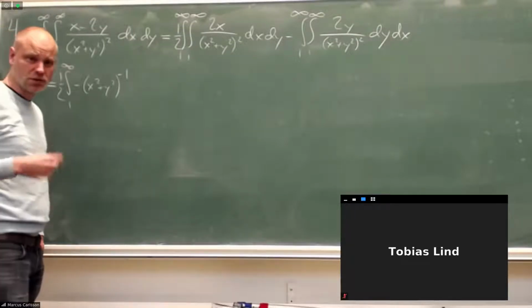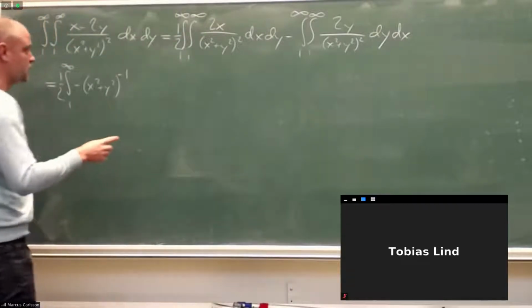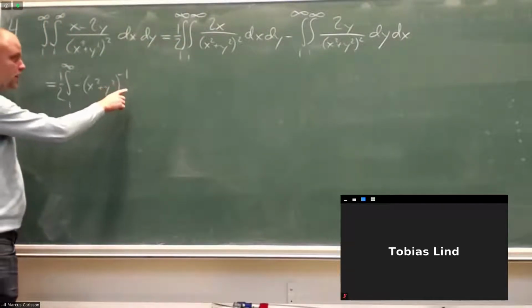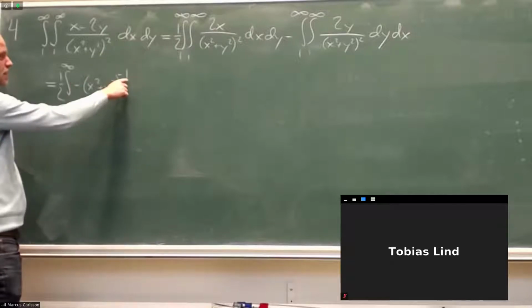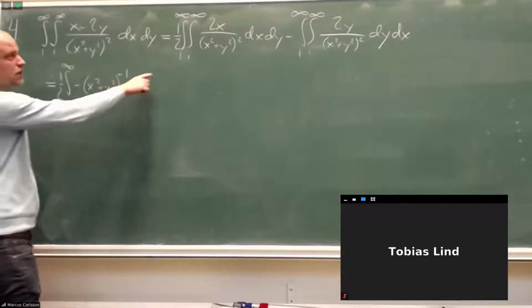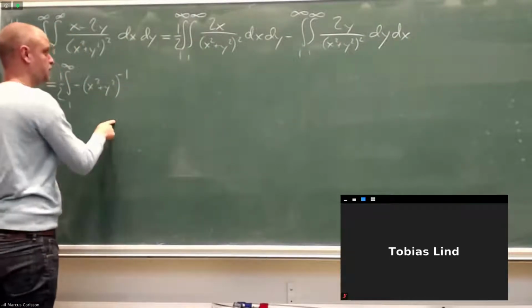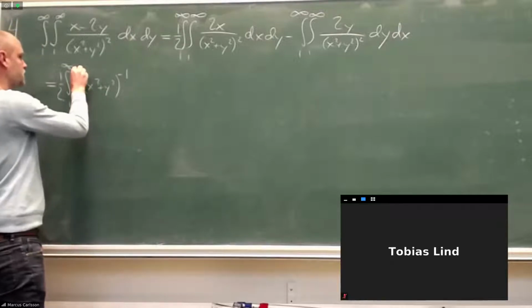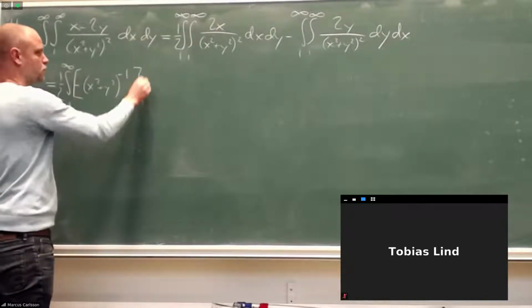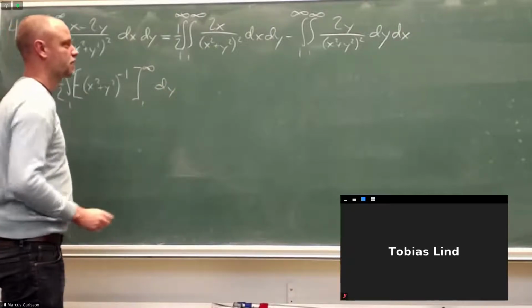With a bit of habit of solving these kind of things, you see that if you differentiate this guy, the -1 kills the minus. You get a -2 here, which is that guy, and then the 2x comes from the inner derivative. Okay, so it's that from 1 to infinity, and then there's a dy outside.